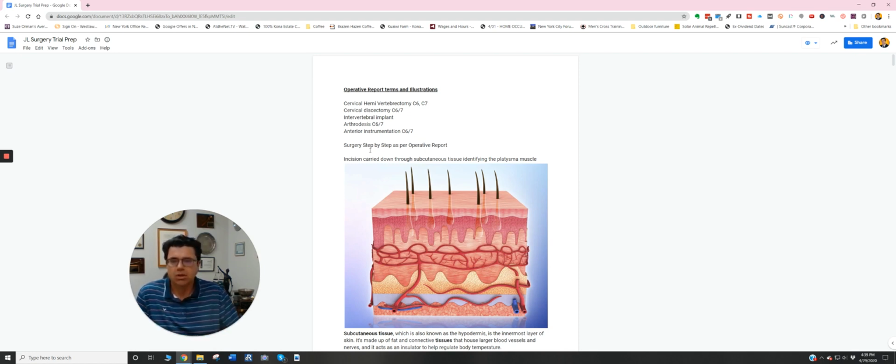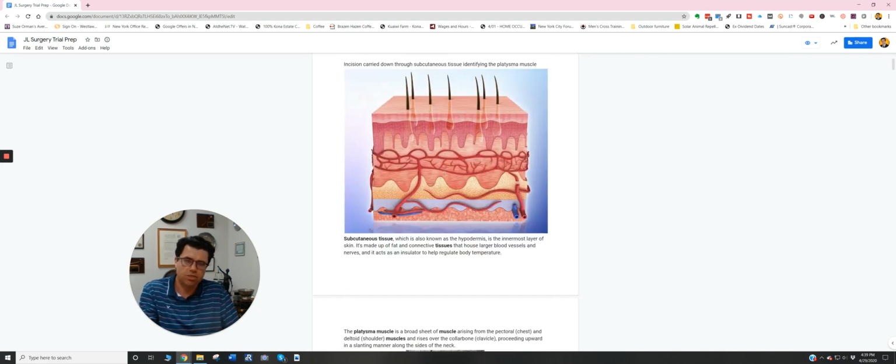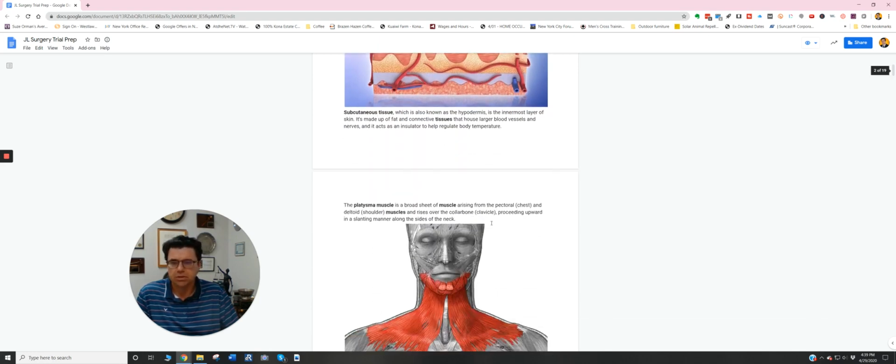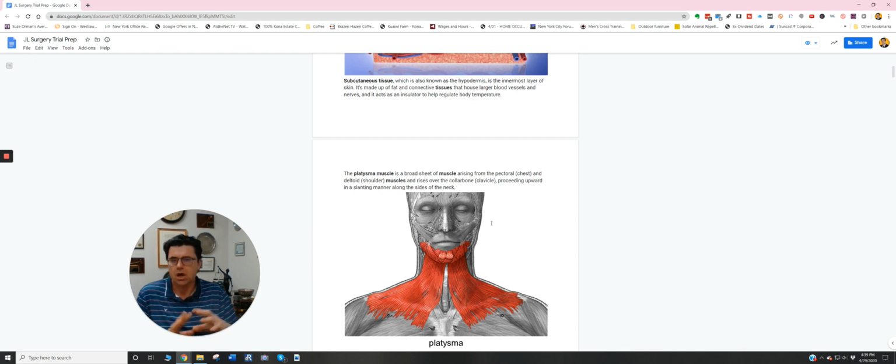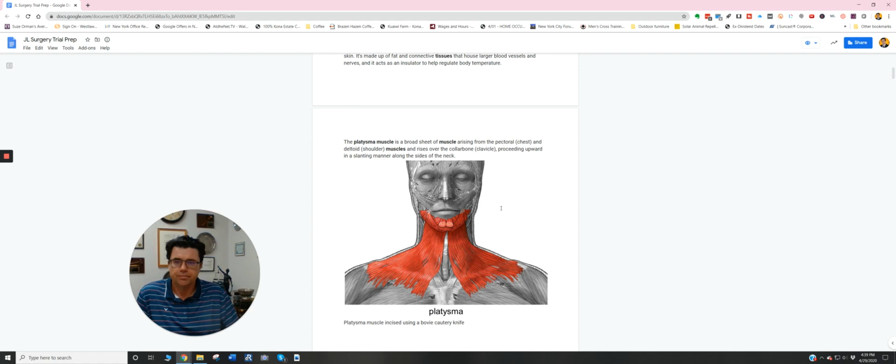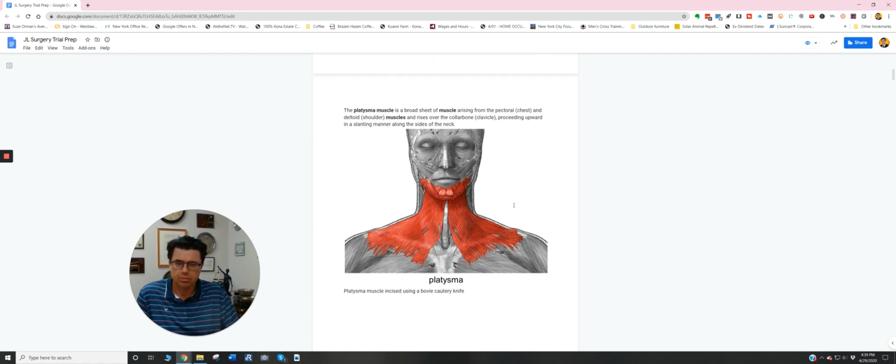And so you could see here, he starts the operative report by saying an incision was carried down through subcutaneous tissue, identifying the platysma muscle. So we actually went through it word by word, like what is the subcutaneous tissue? And that's just the skin. Going through it, it has different layers, blood vessels. The platysma muscle is a broad sheath of muscle. It starts from the chest and the shoulder, and it goes all the way up over the collarbone, and you can see the red part is the platysma muscle.